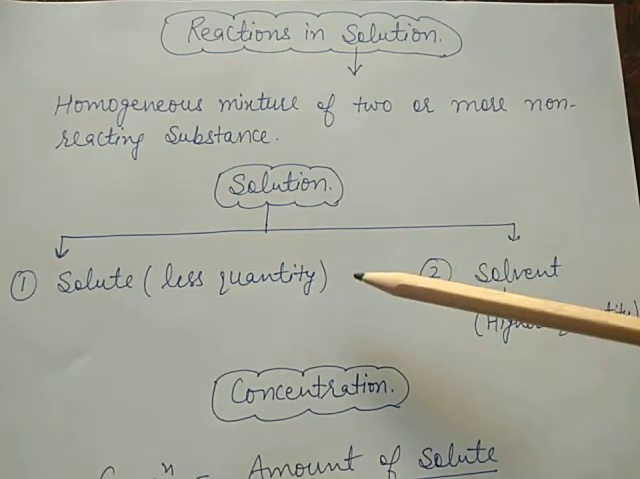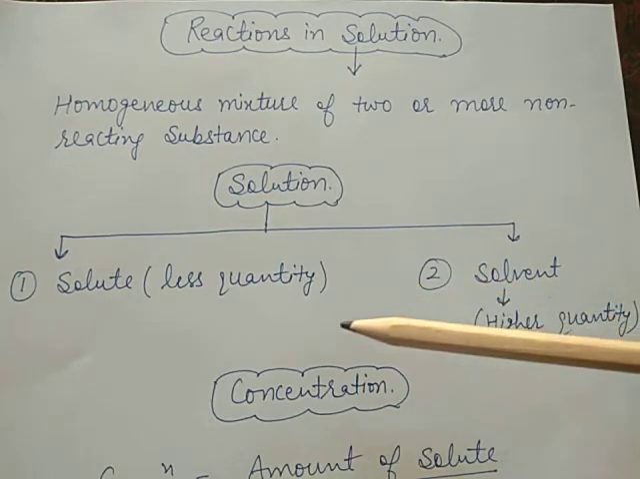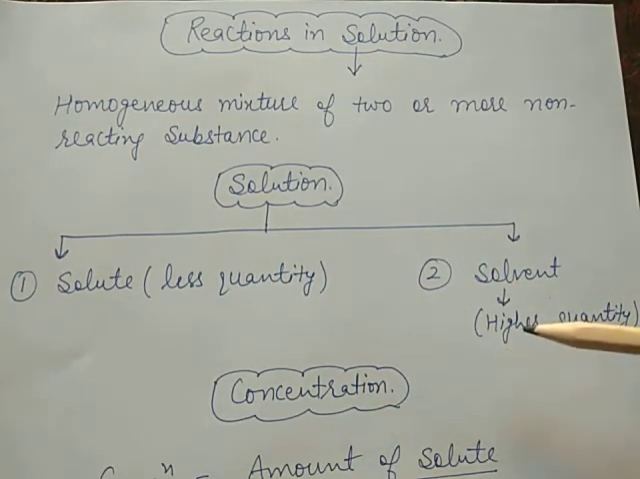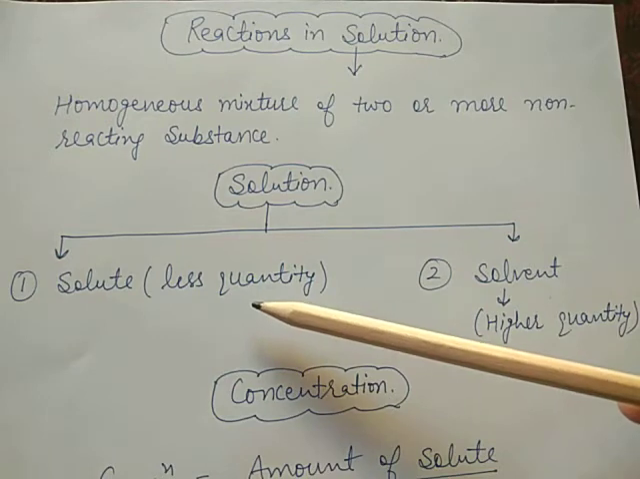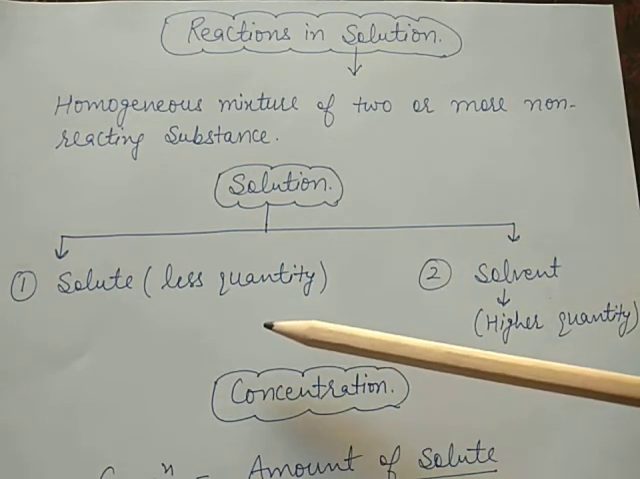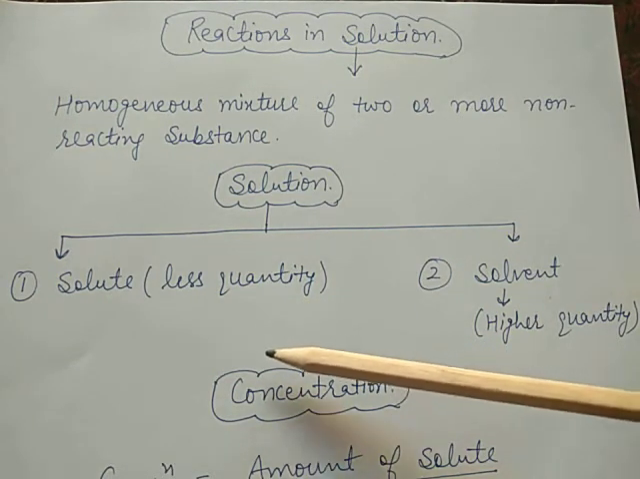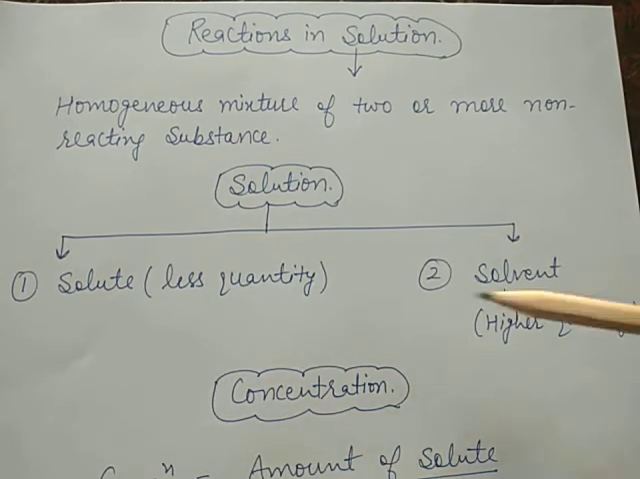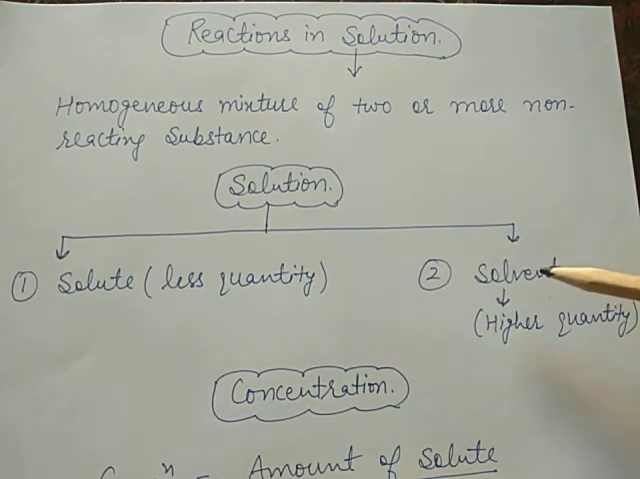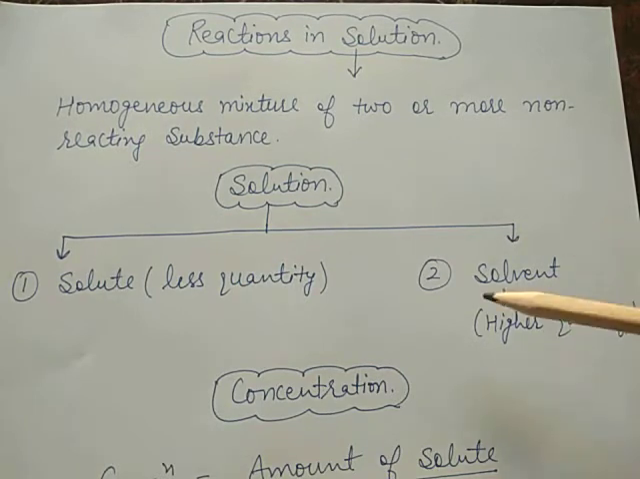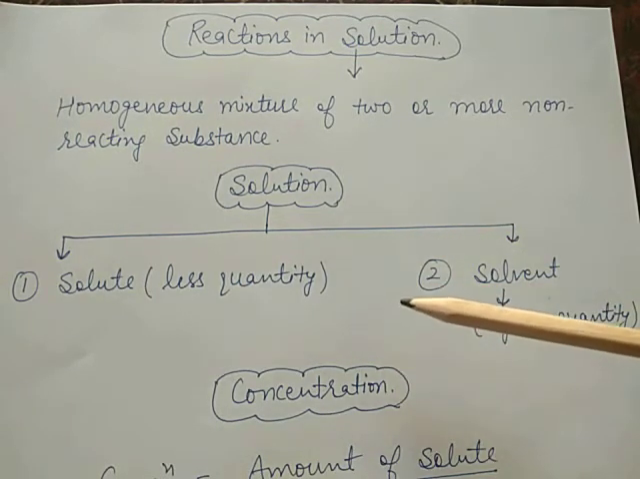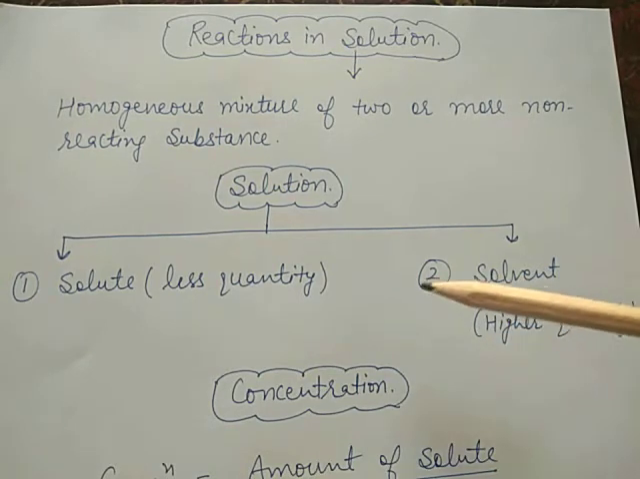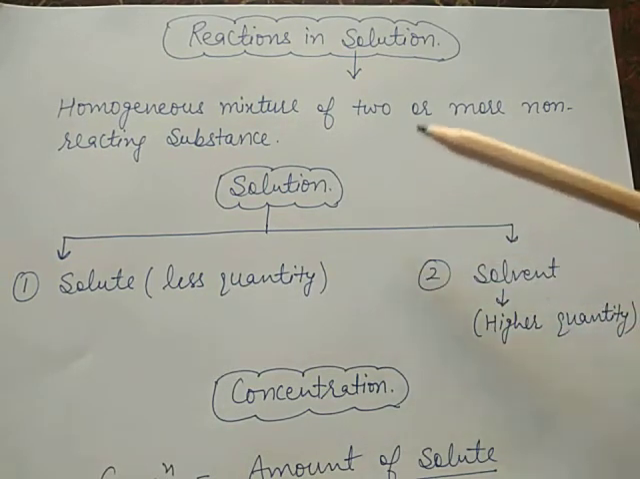Here we take one example. Sugar dissolves in water. Sugar is a solute which is present in a very small quantity. But water is a solvent which is present in a large quantity. And after mixing the sugar in water, it will form a homogeneous solution.